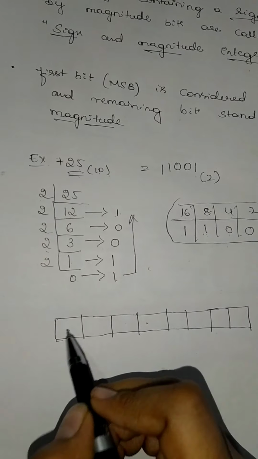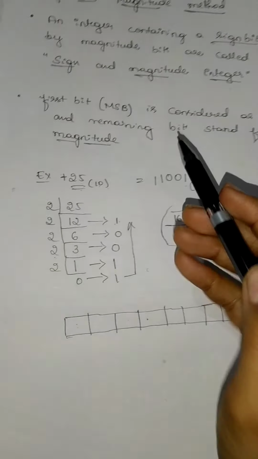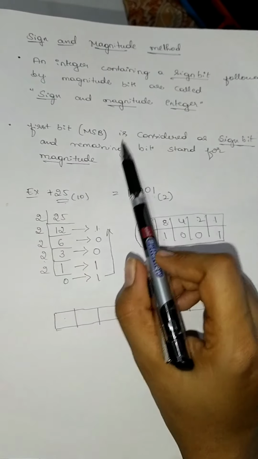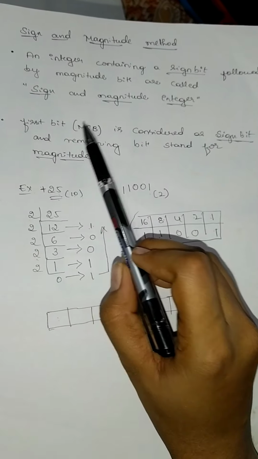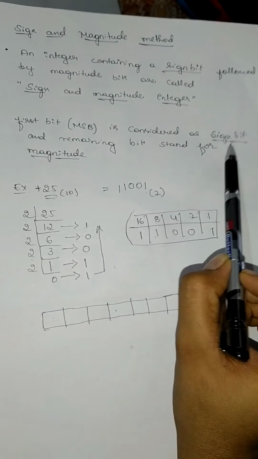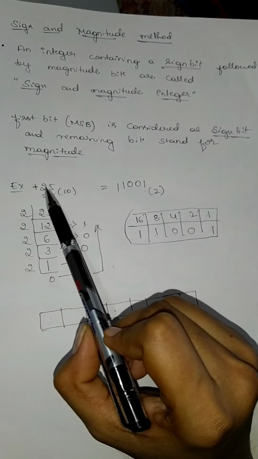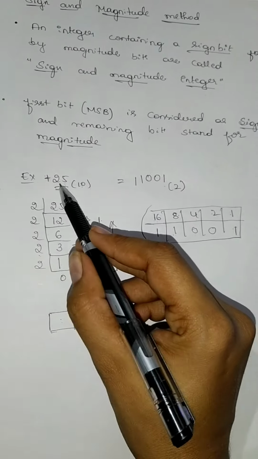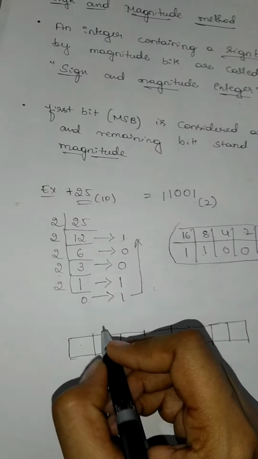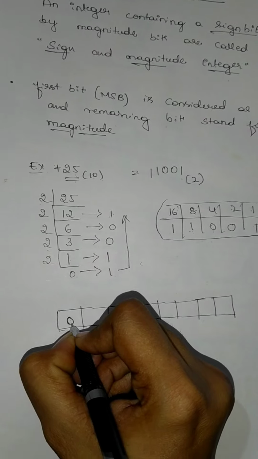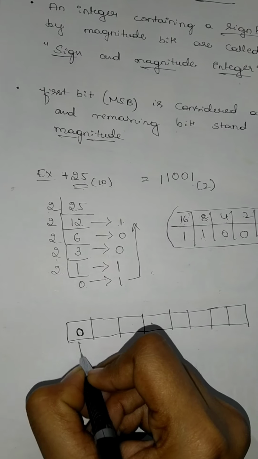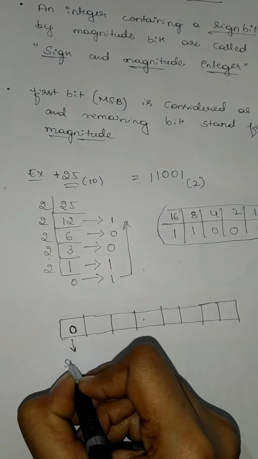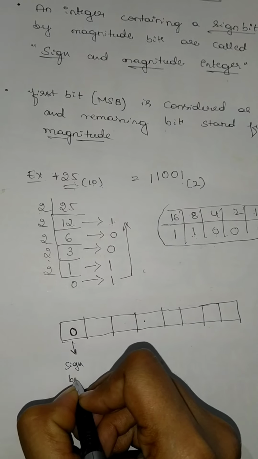Okay, so first the most significant bit. As we already saw in the procedure step, the first bit, that is the most significant bit, is considered as the sign bit. If it is a positive number, then we have to use 0. If it is a negative number, then we have to use 1. In this case we have a positive number, so it must be represented with 0. So this is known as the sign bit, because this is the most significant bit, right?